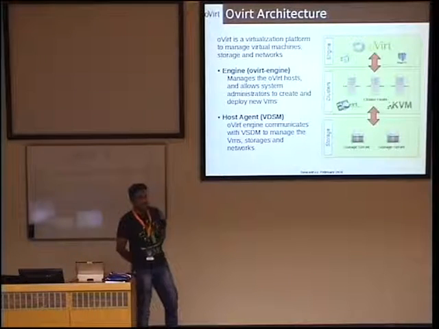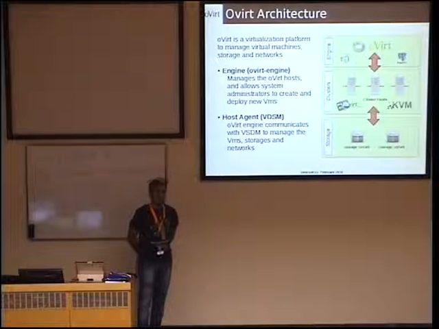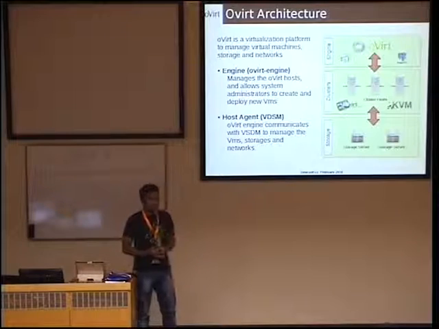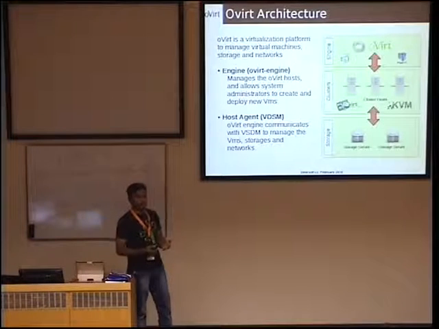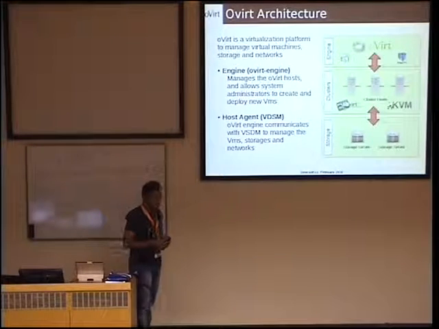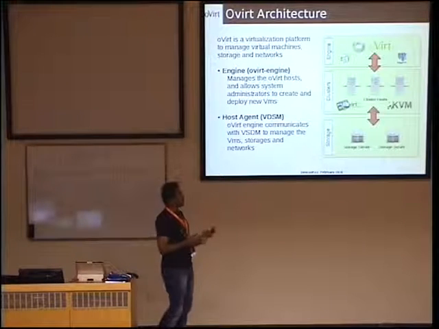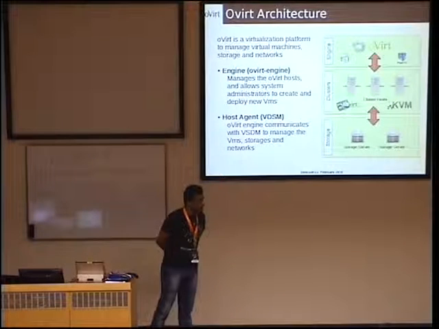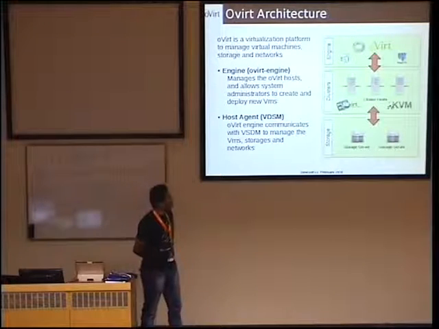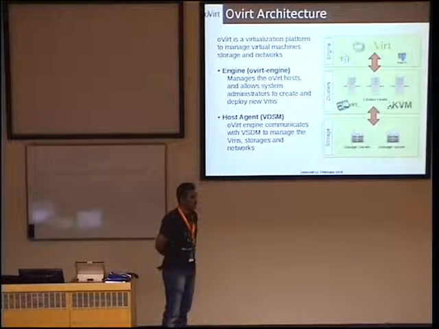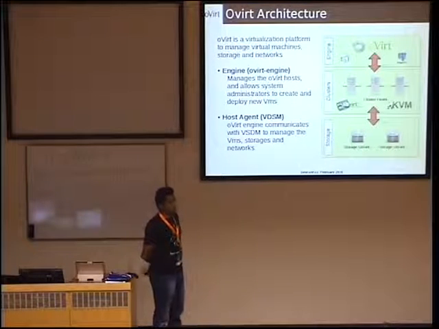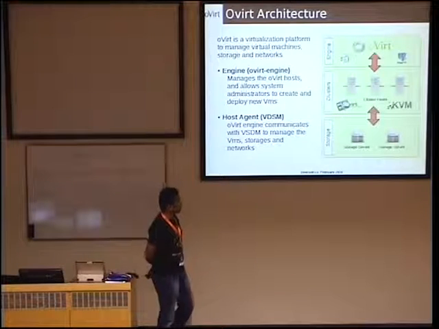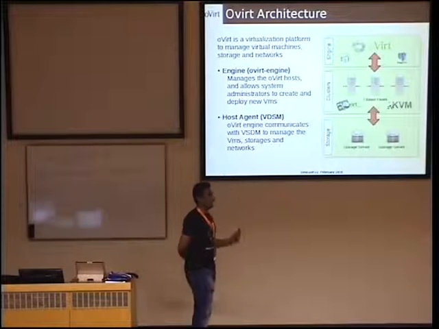So basically oVirt is a virtualization management platform which helps you to manage your virtual machines, and also storage and networks for the virtual machines. If you see from the diagram, on top we have the oVirt engine that runs on separate hardware and inside a JBoss application server. The oVirt engine is written in J2EE and runs in a JBoss application server. That takes care of managing your hypervisors and storage.